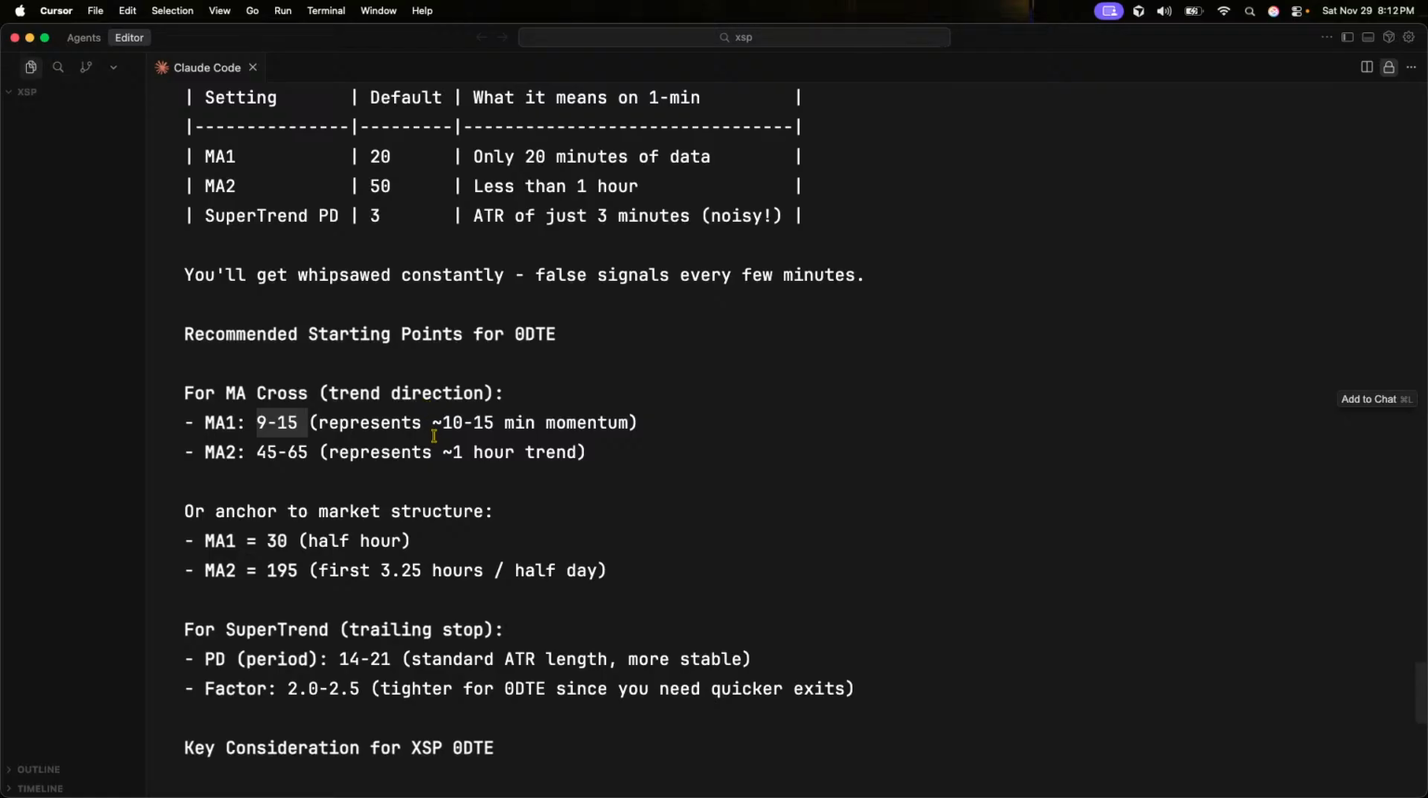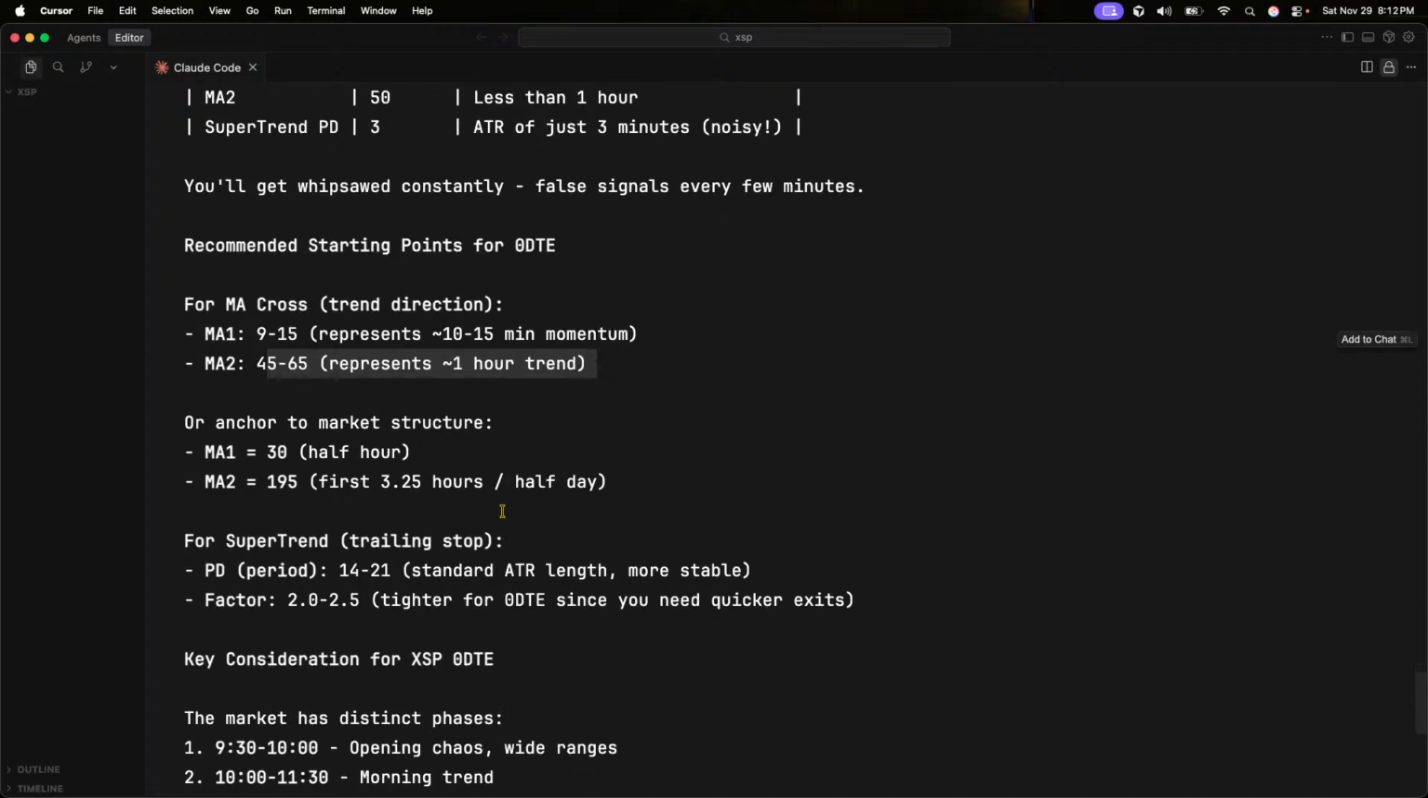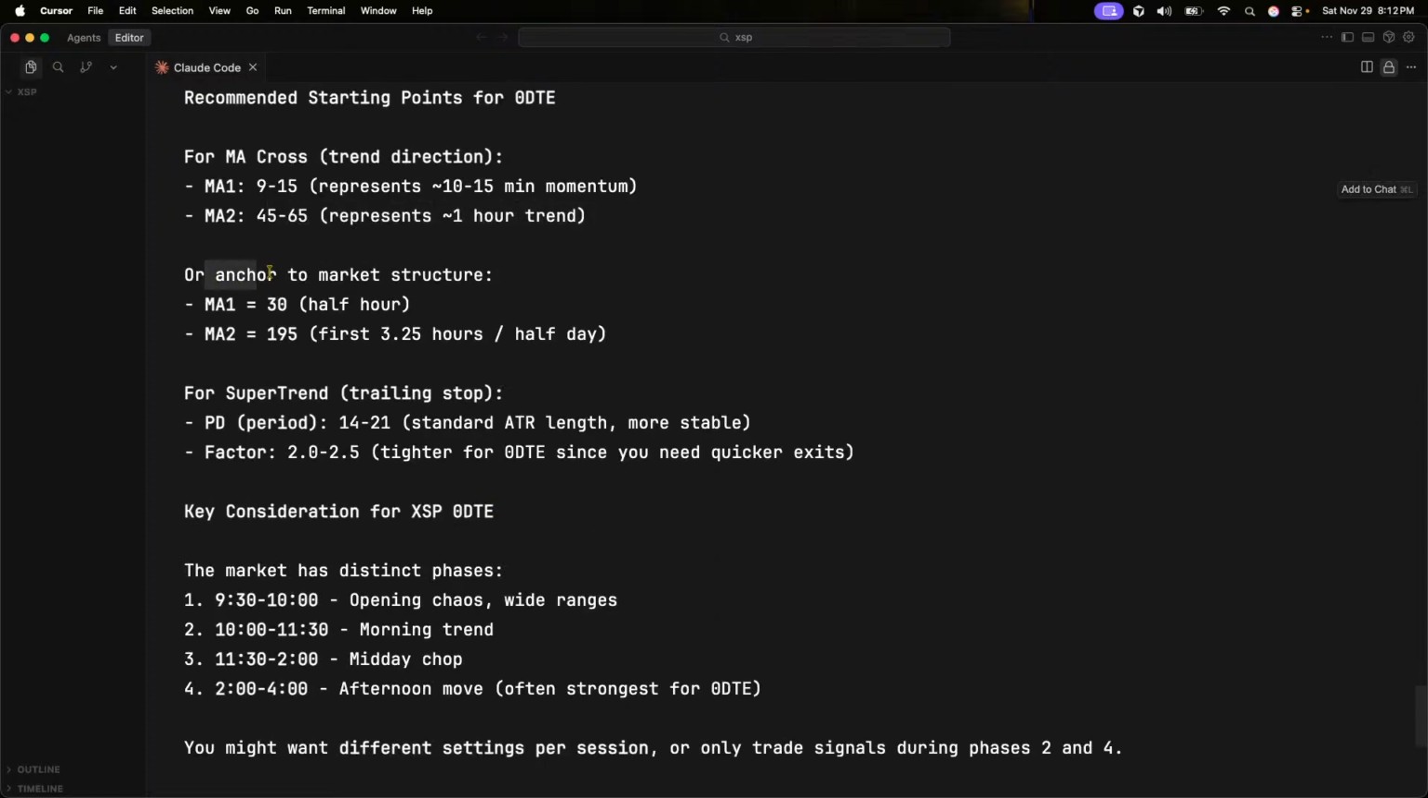9 to 15 represents 10 to 15 minutes of momentum. 45 to 65 represents 1 hour of trend. That's super slow. Or anchor the market structure, 30, 195.